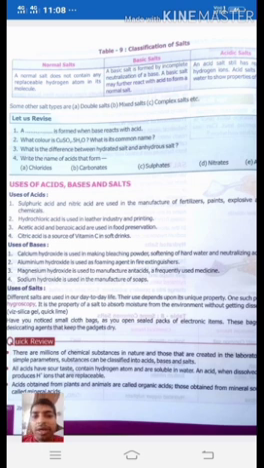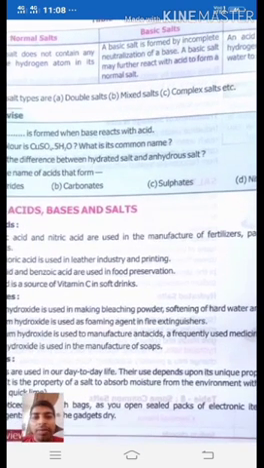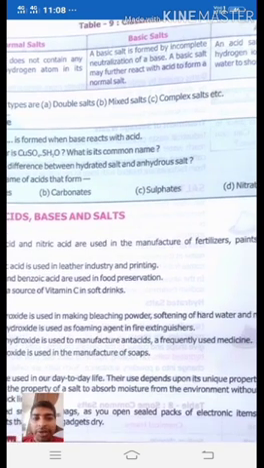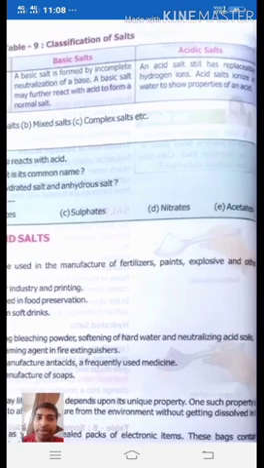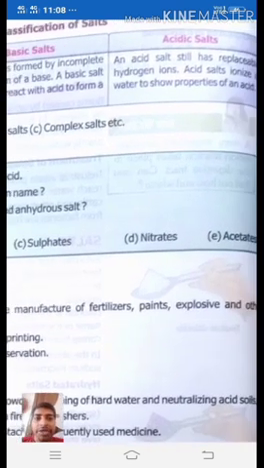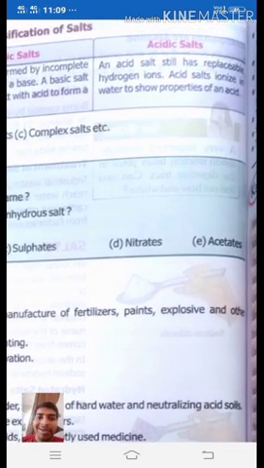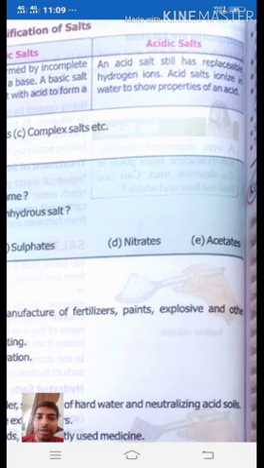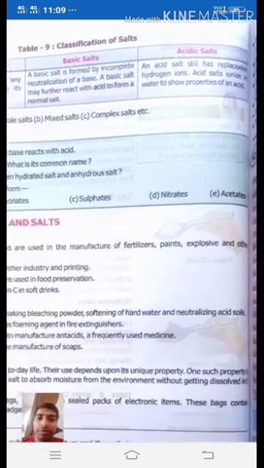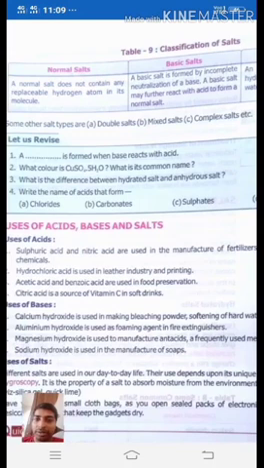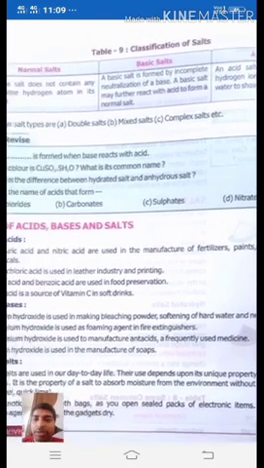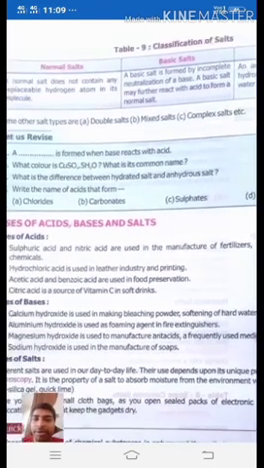Basic salt. A basic salt is formed by incomplete neutralization of a base. A basic salt may further react with the acid to form a normal salt, right? Acidic salt. An acid salt still has a replaceable hydrogen ion. Acid salts ionize in water to show the properties of an acid, right? There are three types of salts, right? Normal, basic, and acidic.